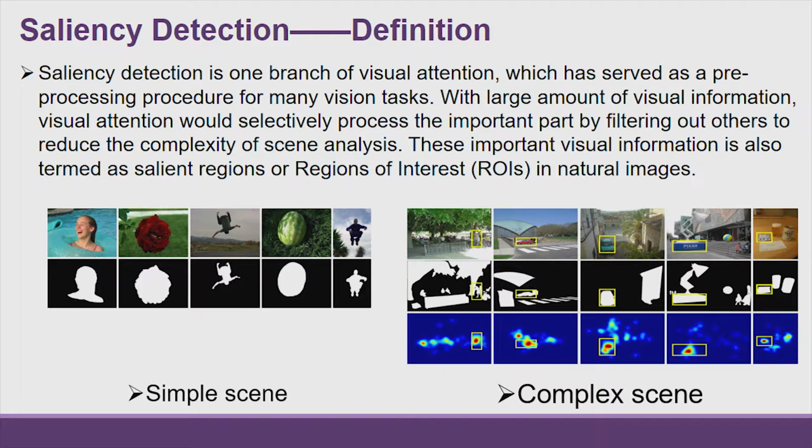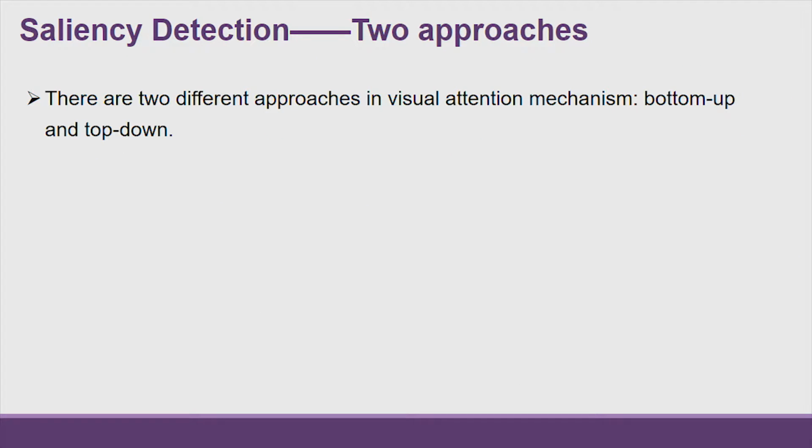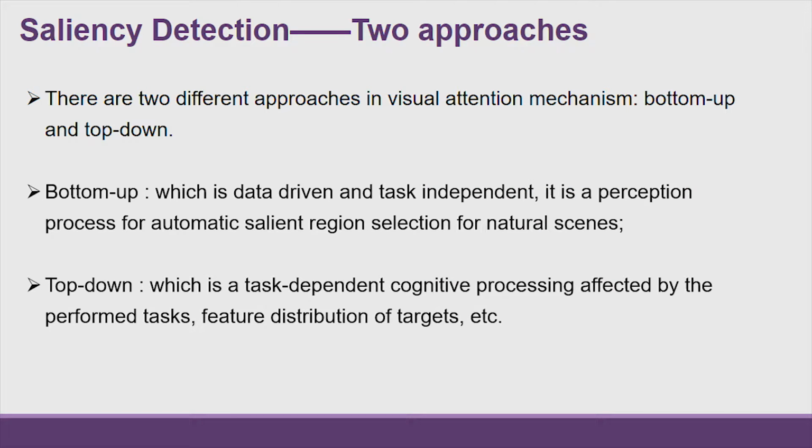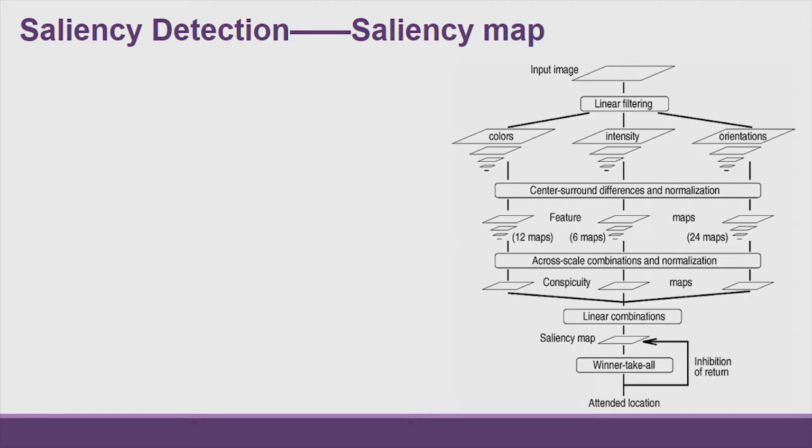To detect saliency more effectively, the methods are mainly based on 2 approaches. One is bottom-up, and the other is top-down. The bottom-up is data-driven and task-independent. It is a perception process for automatic salient region selection for natural scenes. And the top-down is a task-dependent cognitive process affected by the performed tasks, feature distribution of targets, and others. Based on these 2 visual attention mechanisms, there are many saliency detection methods.